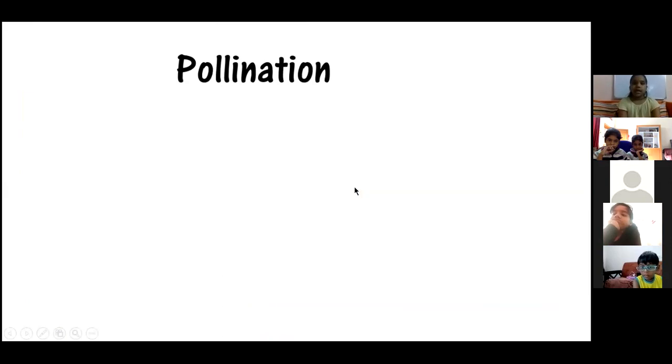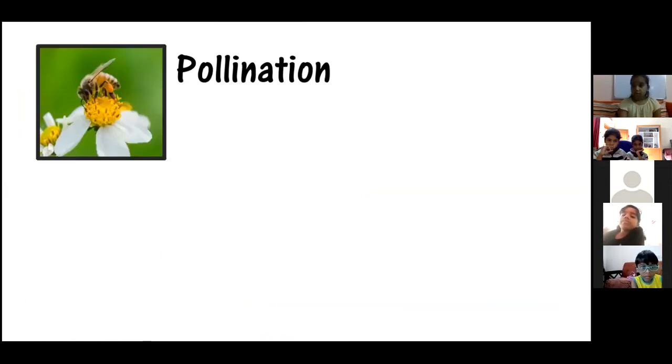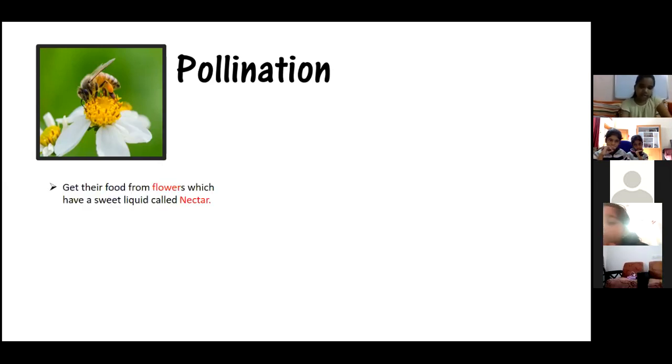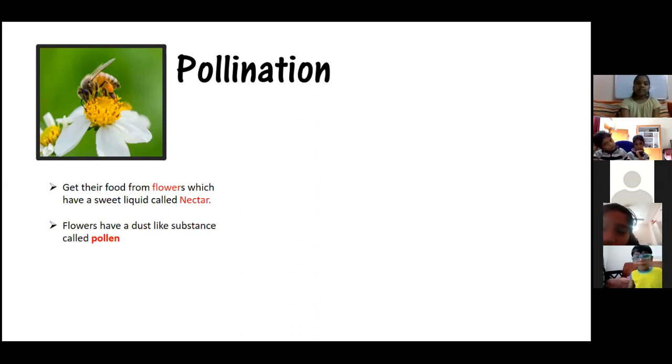Okay. Pollination. God created the flowers so colorful and beautiful to attract insects like bees. Bees get their food from flowers. What is their food? It's a sweet liquid substance called nectar, and a dust-like substance called pollen. Now this nectar is their food, so they will take it back to make honey too. They feed it to the baby bees, and they take back pollen too.